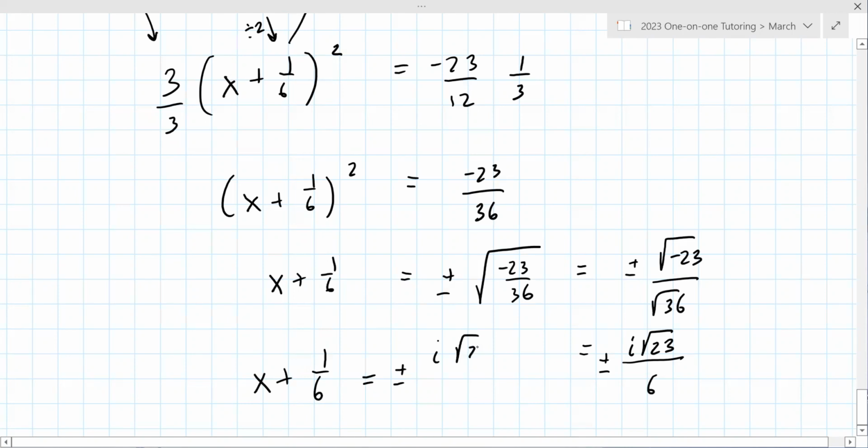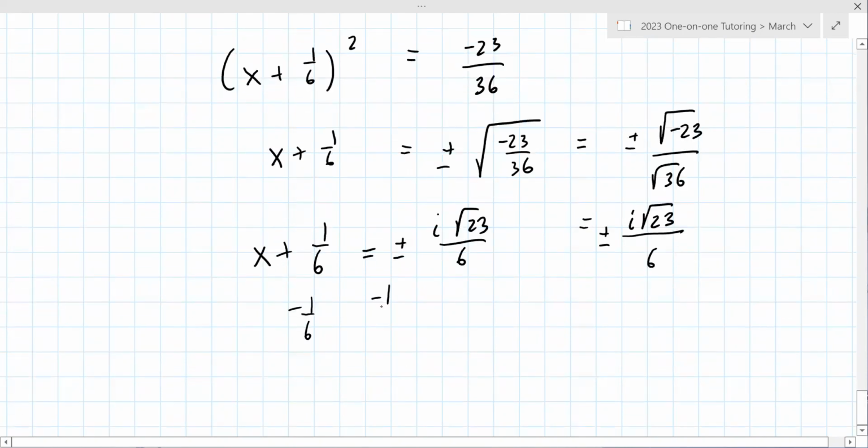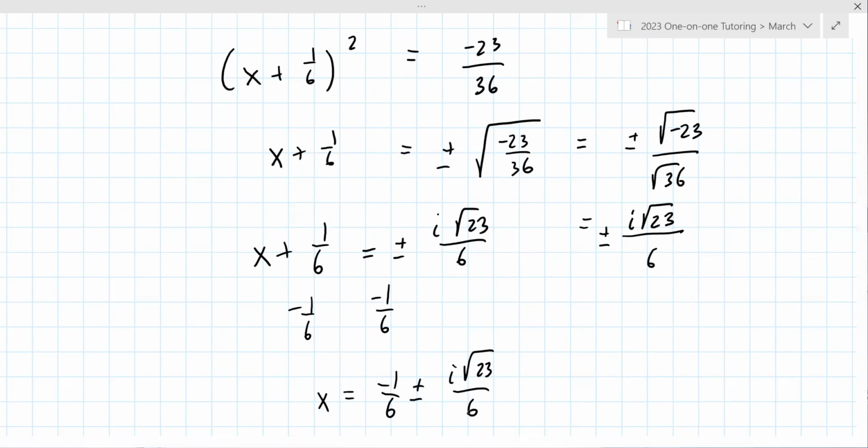Almost there. Have to subtract 1/6 from both sides. x equals -1/6 plus or minus i square root 23 over 6. Yep. Makes sense. Okay.